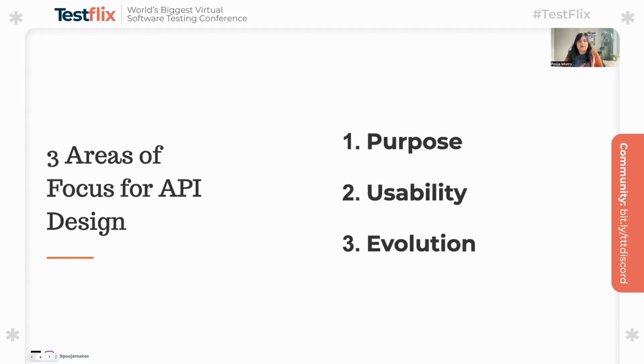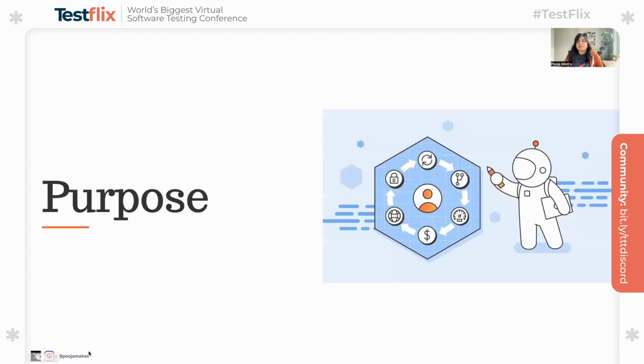When I think about API design, there are three focuses that I like to dive into: purpose, usability, and evolution. Purpose is really interesting because an API needs a purpose that makes sense for people, and it needs to be able to help them solve their problems. It's not just something that plugs into a system.